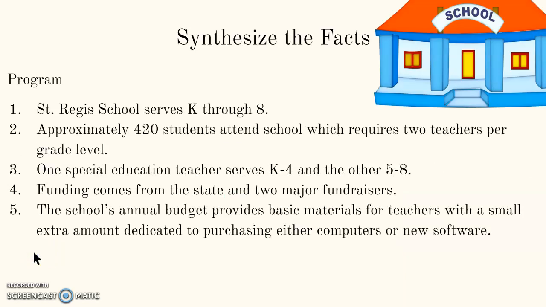St. Regis serves K through 8. It has approximately 420 students that attend school, which requires 2 teachers per grade level. One special education teacher serves K through 4, and the other 5 through 8. Funding comes from the state and 2 major fundraisers. The school's annual budget provides basic materials for teachers, with a small extra amount dedicated to purchasing either computers or new software.